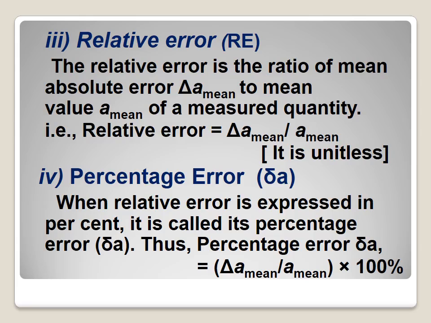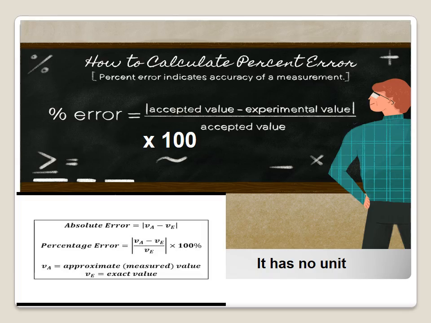And the fourth one is percentage error, which is represented by delta A. When relative error is expressed in percent, it is called percentage error. Then percentage error delta A is equal to delta A mean divided by A mean into 100%, or relative error into 100%. See the general calculation of percentage error of an experimental measurement of a physical quantity.